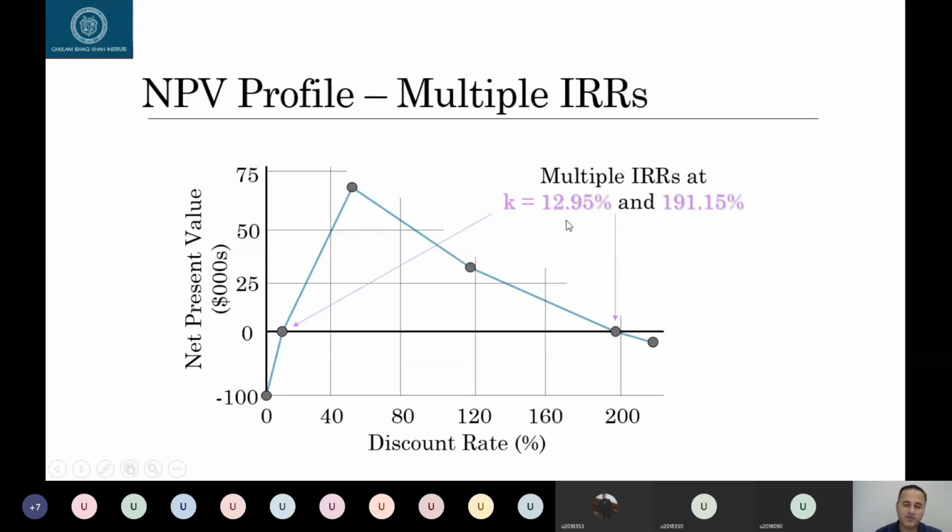For example, for this example, the first IRR is here at 12.95%. So once you calculate NPV, let me give you an example. So for example, you have time and then you have cash flow, time 0, 1, 2, and 3: minus $100, then $100, and then $900, and then minus $1,000.